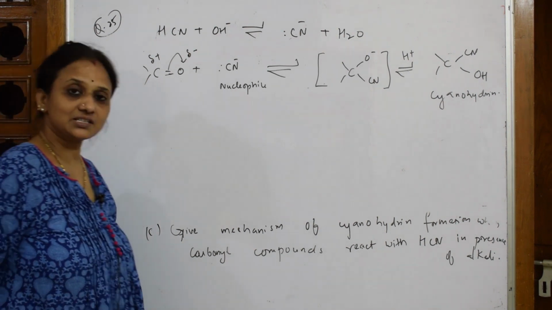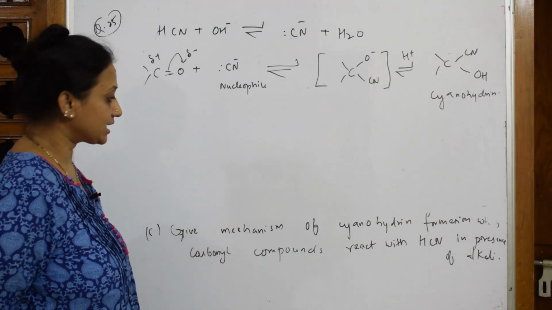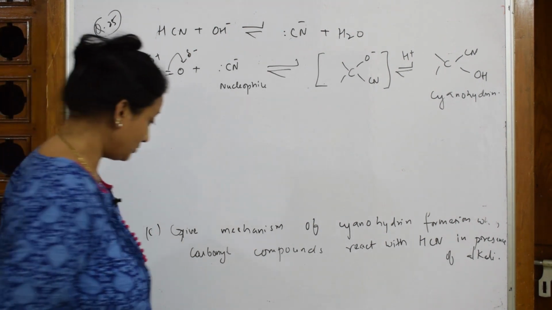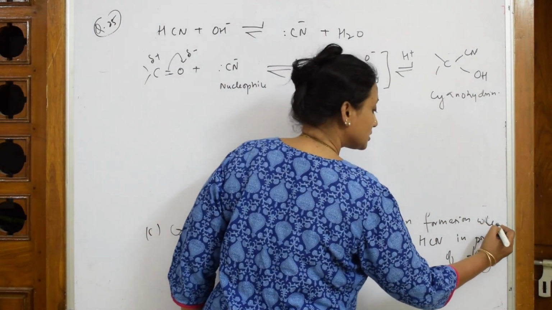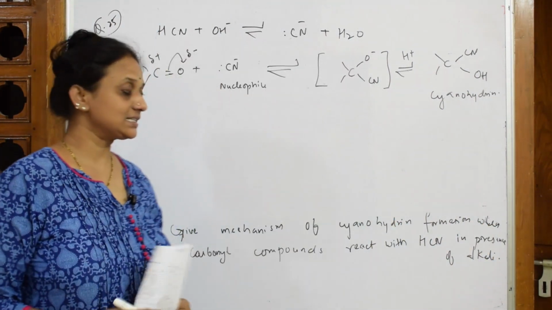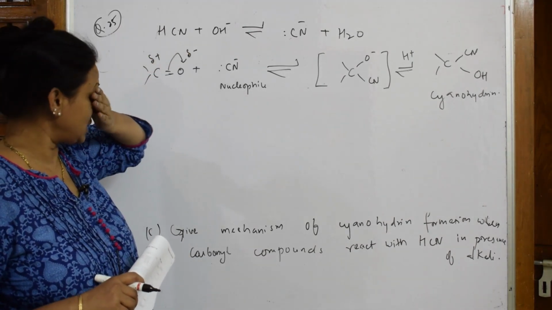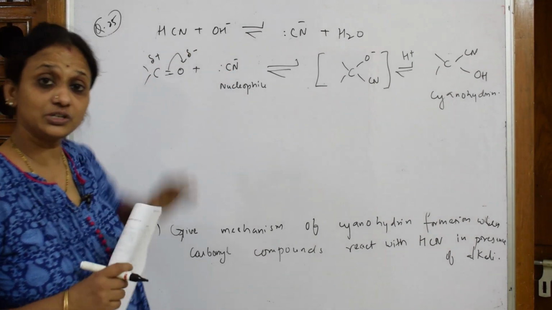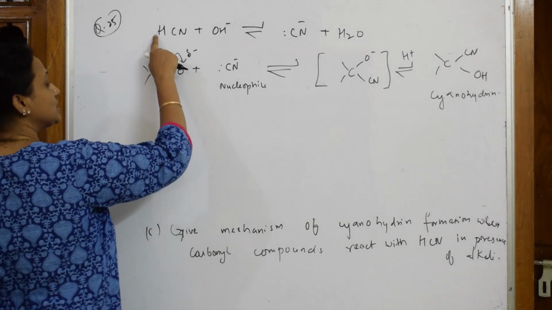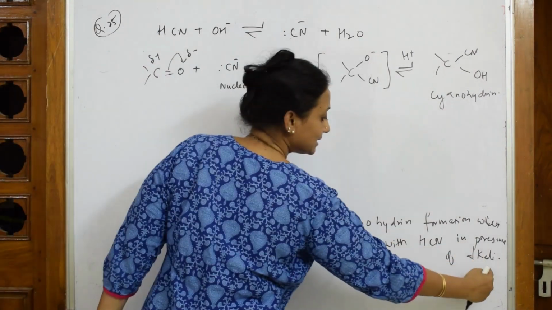Right, let us solve the last question of this. What do they give us? Give the mechanism of cyanohydrin formation when a carbonyl compound reacts with HCN in the presence of alkali. So they said there is a carbonyl compound reacting with HCN in the presence of alkali. So you need to start your mechanism like this. First take HCN, then they said alkali, so a base.